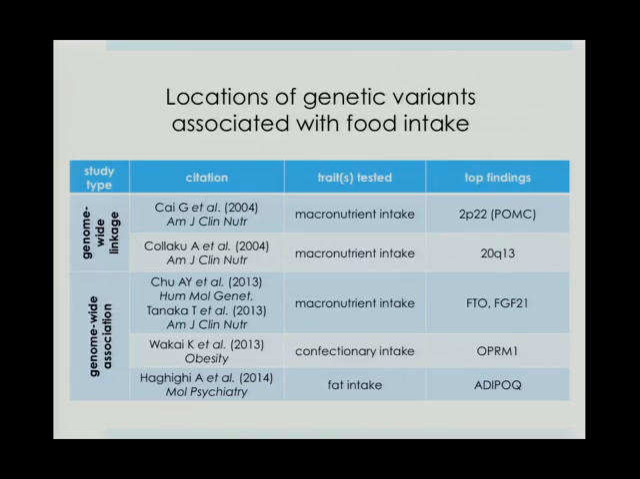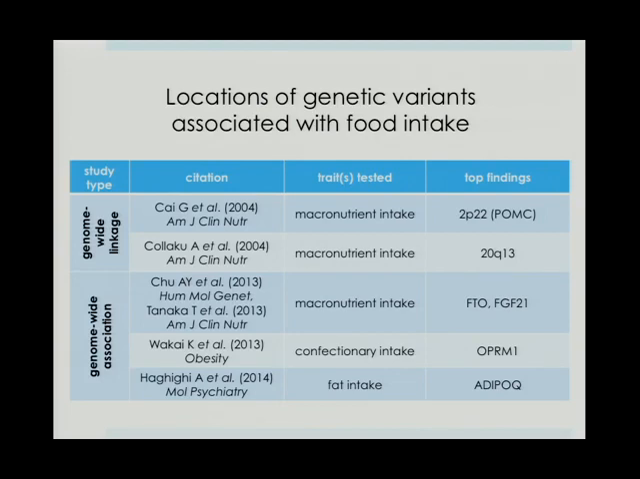So what about the locations of genetic variants associated with food intake? Genome-wide linkage studies, as with obesity, identified chromosomal regions that are part of the leptin-melanocortin pathway. However, few genome-wide association studies have been completed. The very few that have been completed on food intake have shown some novel variants. I put these two together because they basically used the same data sets and showed the same results, so that's why they're like the same thing.